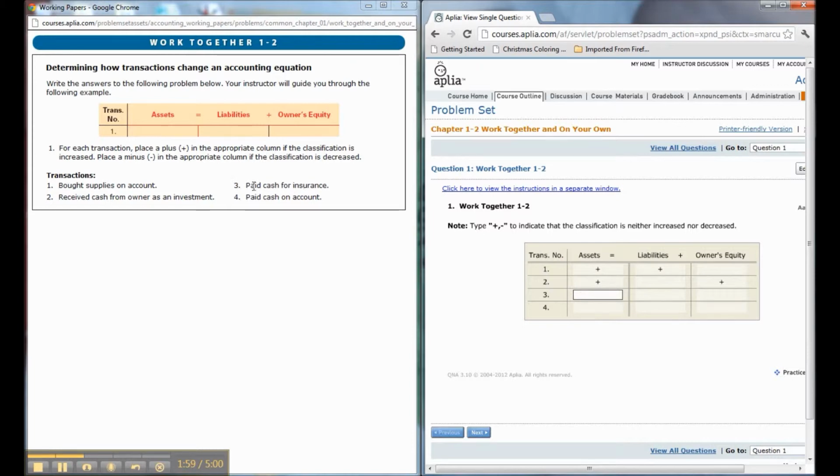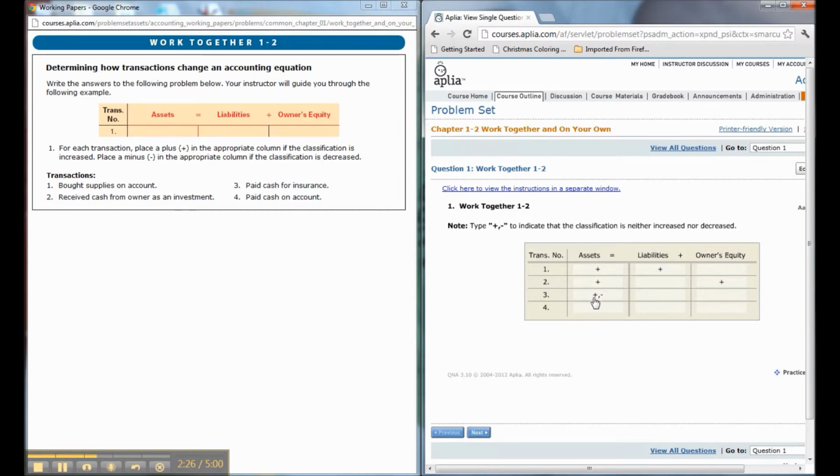All right, number 3, paid cash for insurance. Let's look at paid cash. Cash is an asset, it's going down. So I have to do a minus. For insurance, remember insurance is an asset. It's something we own. So if I am buying insurance, then that's going to increase. So over here, we probably have to do plus first. Plus.